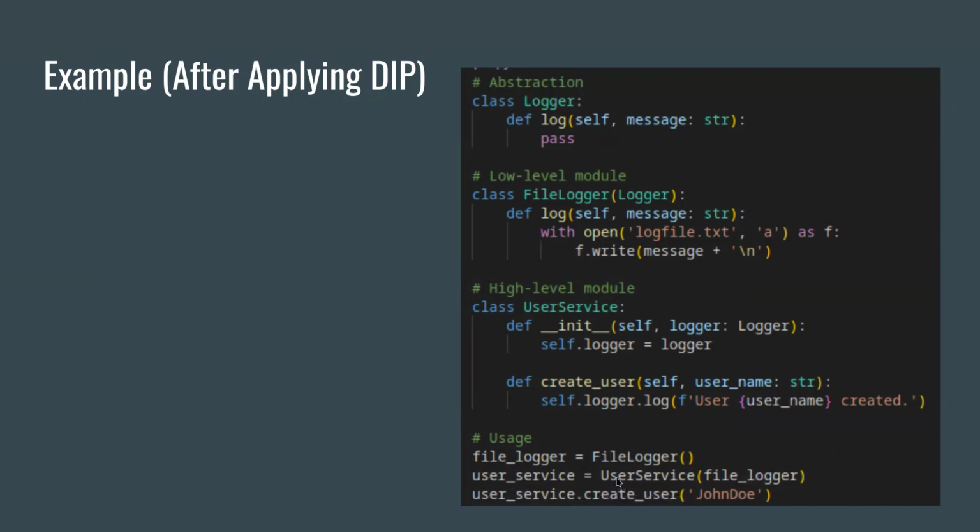So in this refactored design, we can see that the UserService class depends on the Logger interface, and the FileLogger class implements this interface. So this decouples the high-level UserService from the low-level FileLogger.